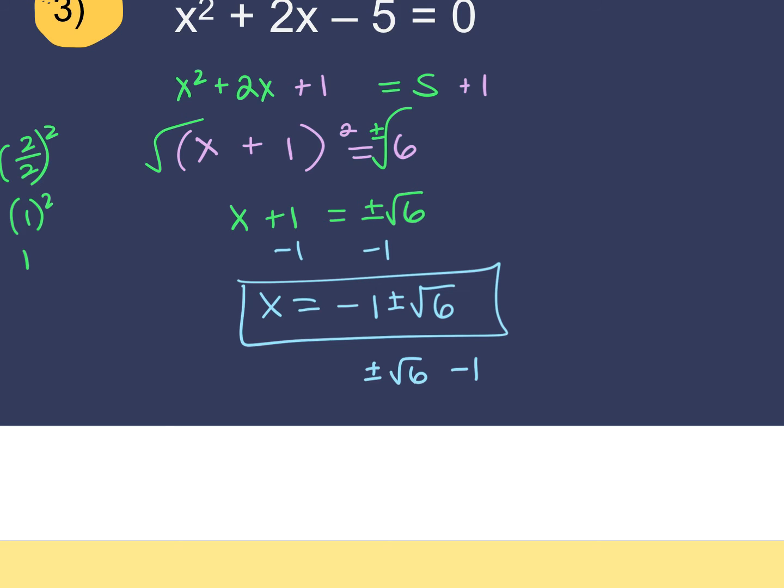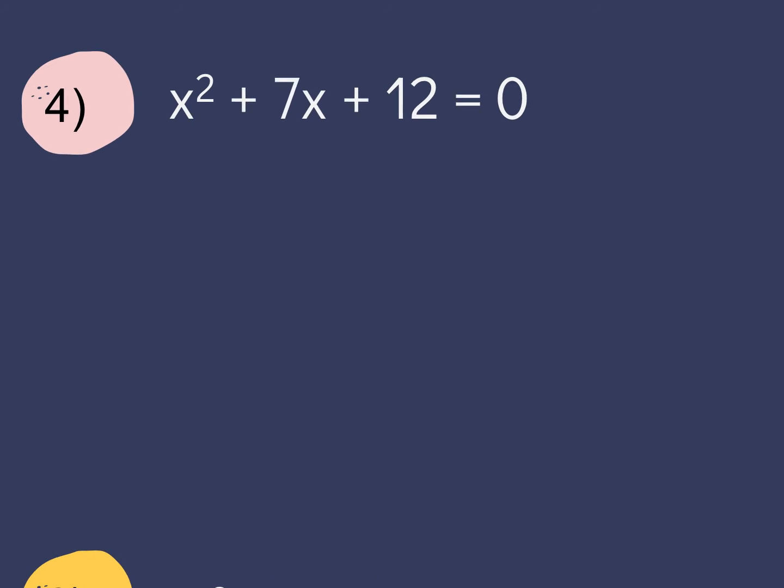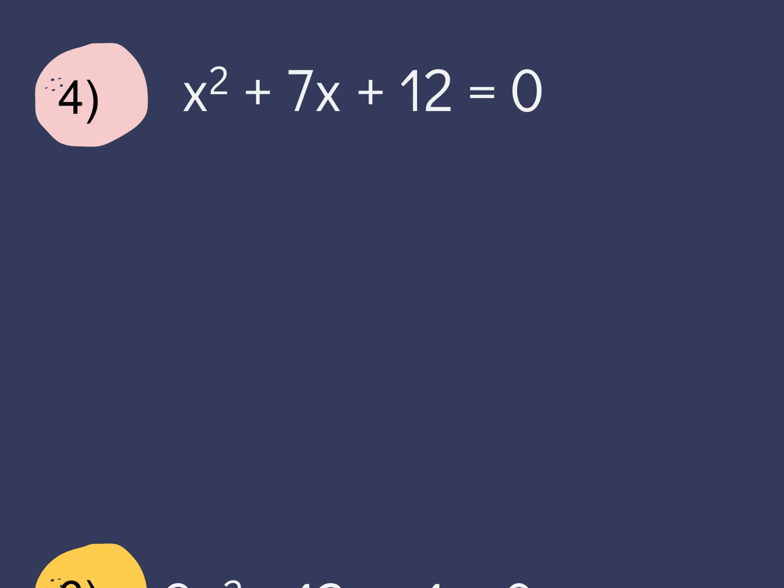All right, so now they get a little bit harsher, okay? Because you start to see things that the middle term is not even. So what's going to happen when I divide by 2? I'm going to have fraction, okay? So it's still the same first step. I'm going to move the 12 to the other side. X squared plus 7x equals -12.